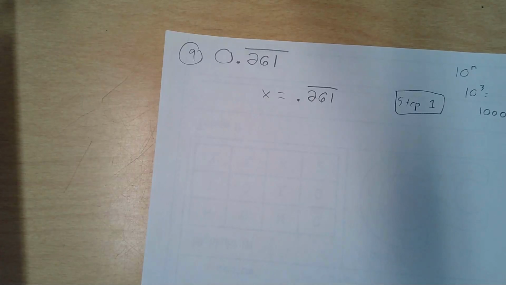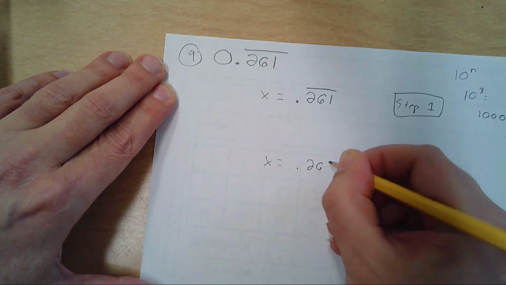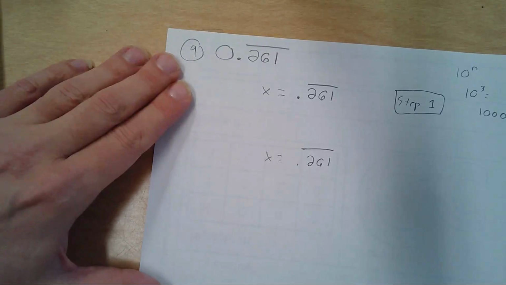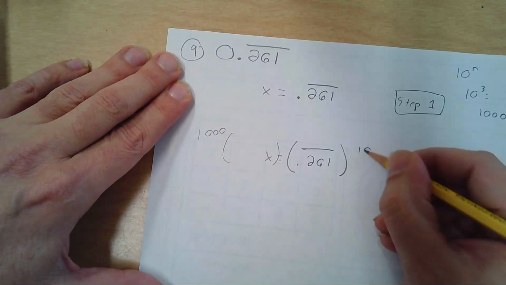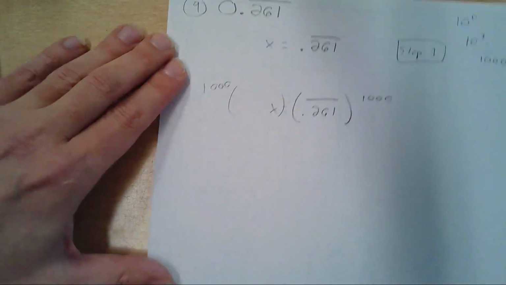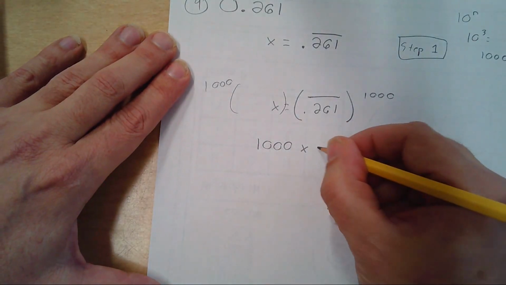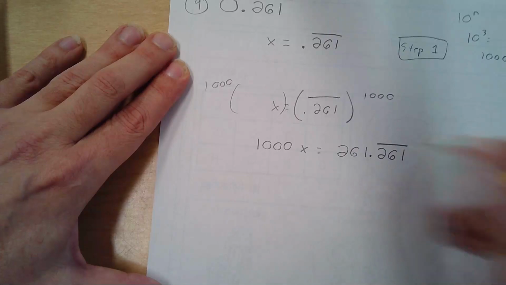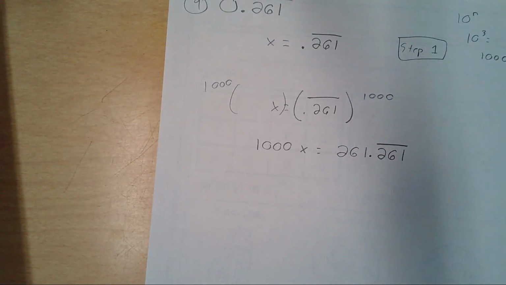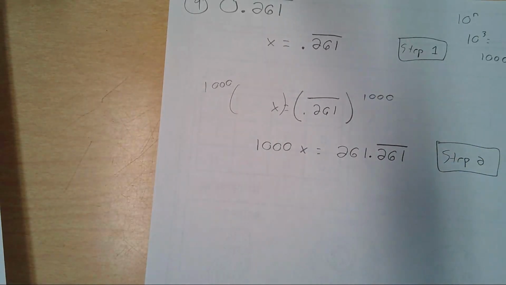So that's telling me that I need to multiply this thing by 1,000 on both sides. So if I go 1,000 over here, 1,000 over here, my second equation would be 1,000x equals 261.261 repeating.